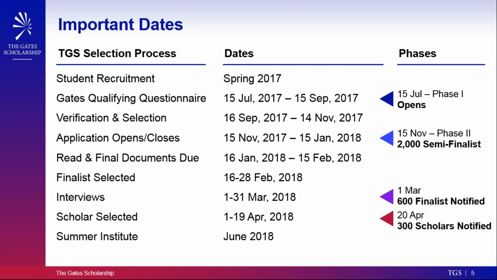For some students, it might take maybe 3. For some students, it'll take less. But it really is a short questionnaire that needs to be submitted by September 15th. After that, we essentially are verifying and doing selection on our end. So from the 16th of September until the 14th of November, we are selecting scholars.